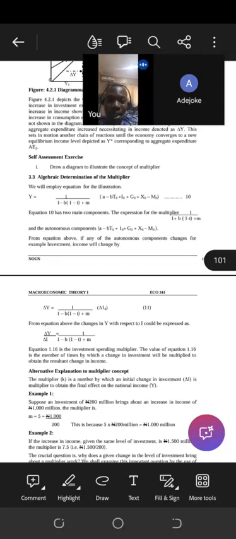So that M is marginal propensity to import. B is marginal propensity to consume. T is tax rate. M is marginal propensity to import. So for an open economy, it is C plus I plus G plus open bracket X minus M.